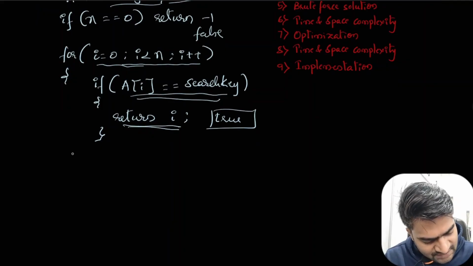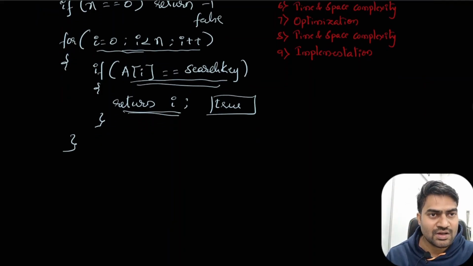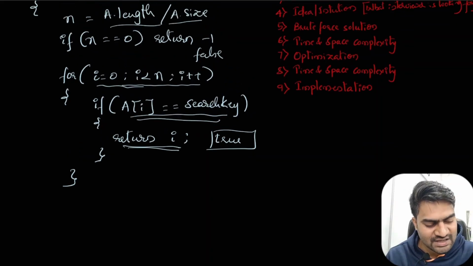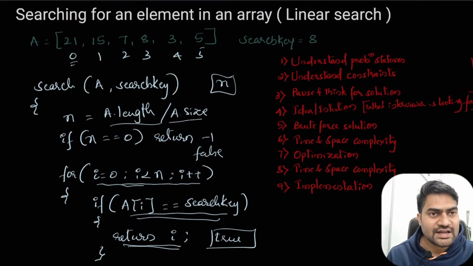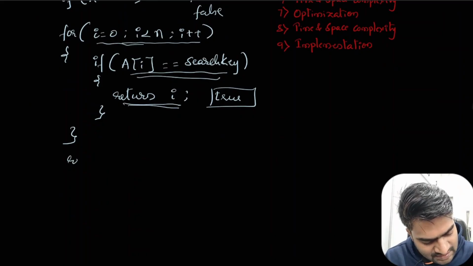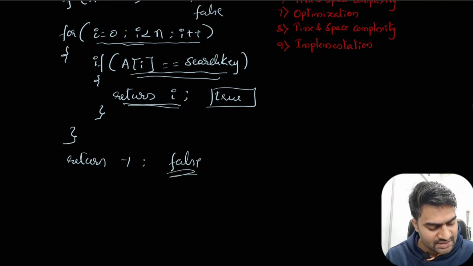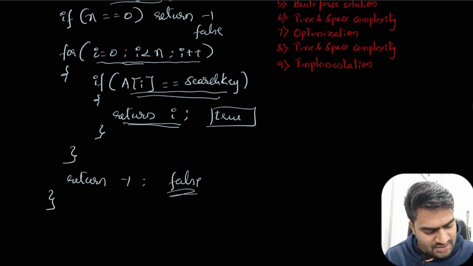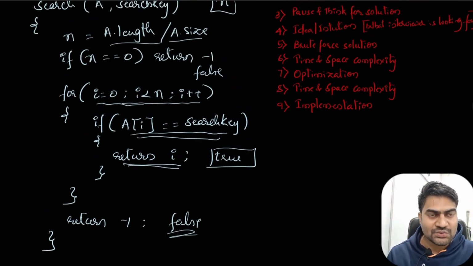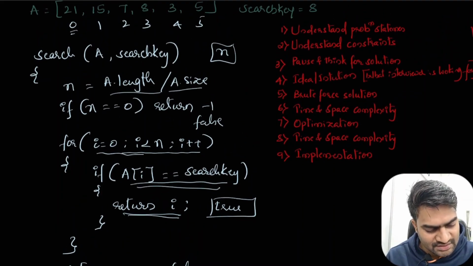Then after that, I will close this for loop, and at the end, if we don't find any element in this entire array, then we will simply return -1 or false. Okay, so this is how the pseudocode looks. Now let us try to do a quick dry run.